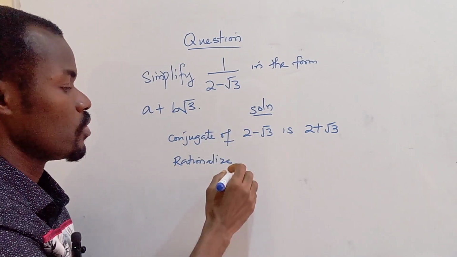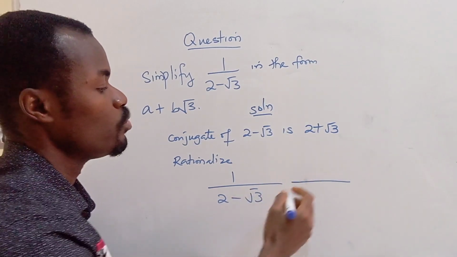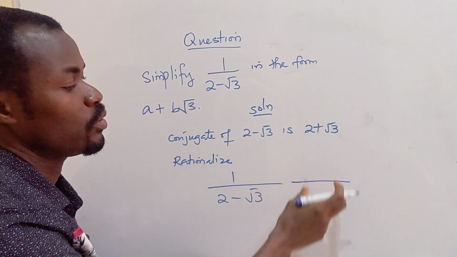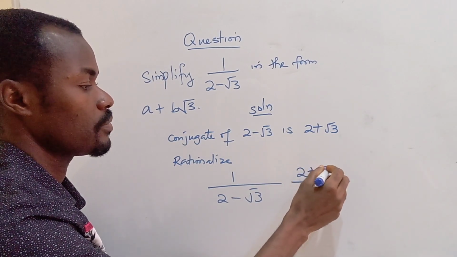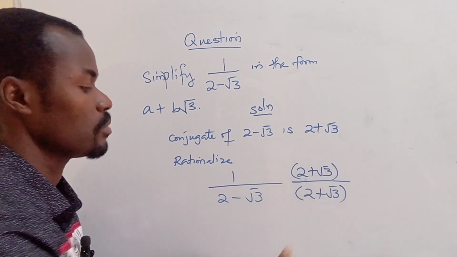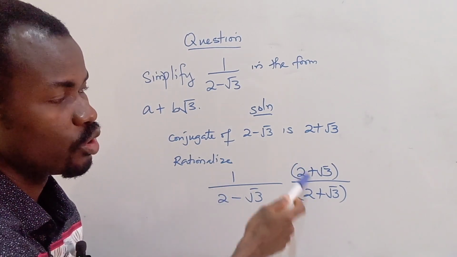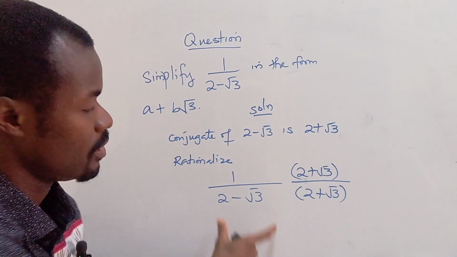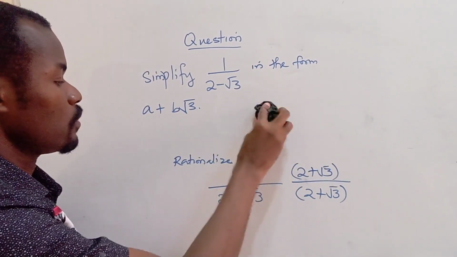Rationalizing means you multiply both the numerator and the denominator by the conjugate. So I'm going to put it here, and I'm also going to put it here. Multiplying the numerator and the denominator by the conjugate is what we mean by rationalizing the surd. So let's see what that gives us. Solve further.